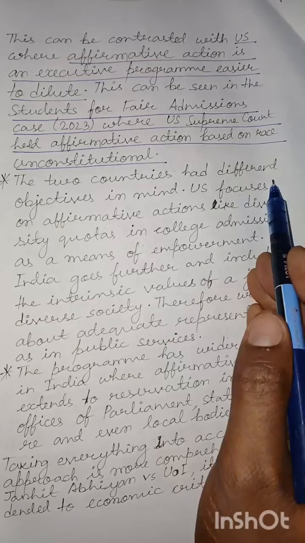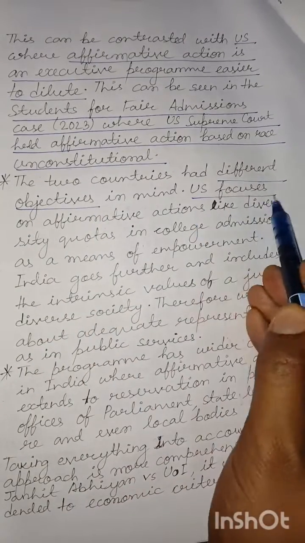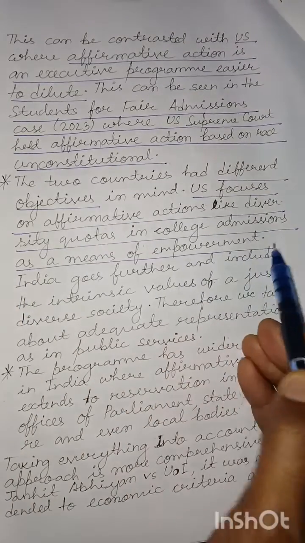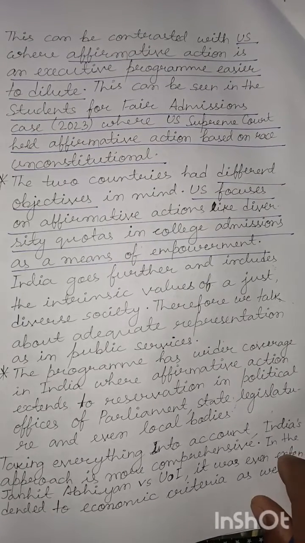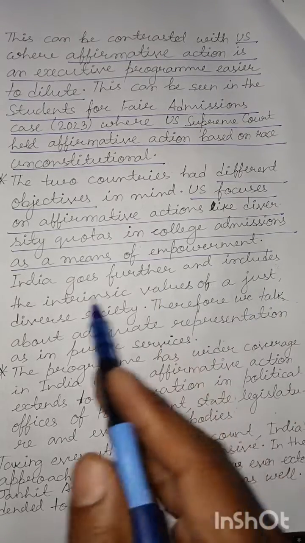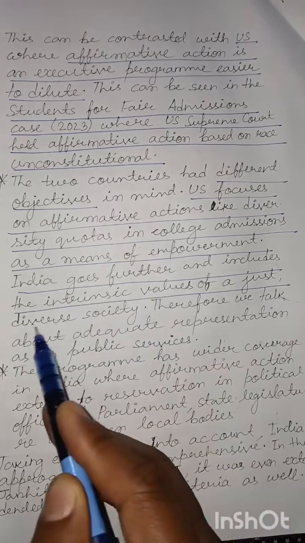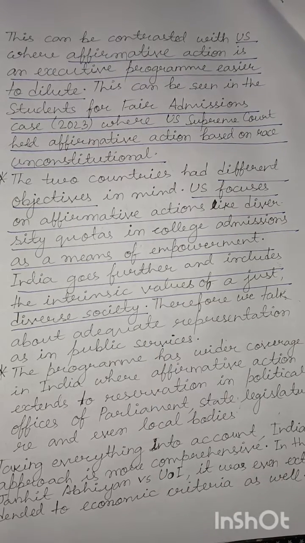The two countries had different objectives in mind. Again, the US focuses on affirmative actions like diversity quotas in college admissions as a means of empowerment, so that people are adequately skilled, or for that matter educated, so that they can come up to the level of the general population. India goes further and includes the intrinsic value of a just and diverse society. Again, the point is India talks not only about the implemental value of affirmative action, but goes beyond and talks about the intrinsic value of a just and equitable society, etc.